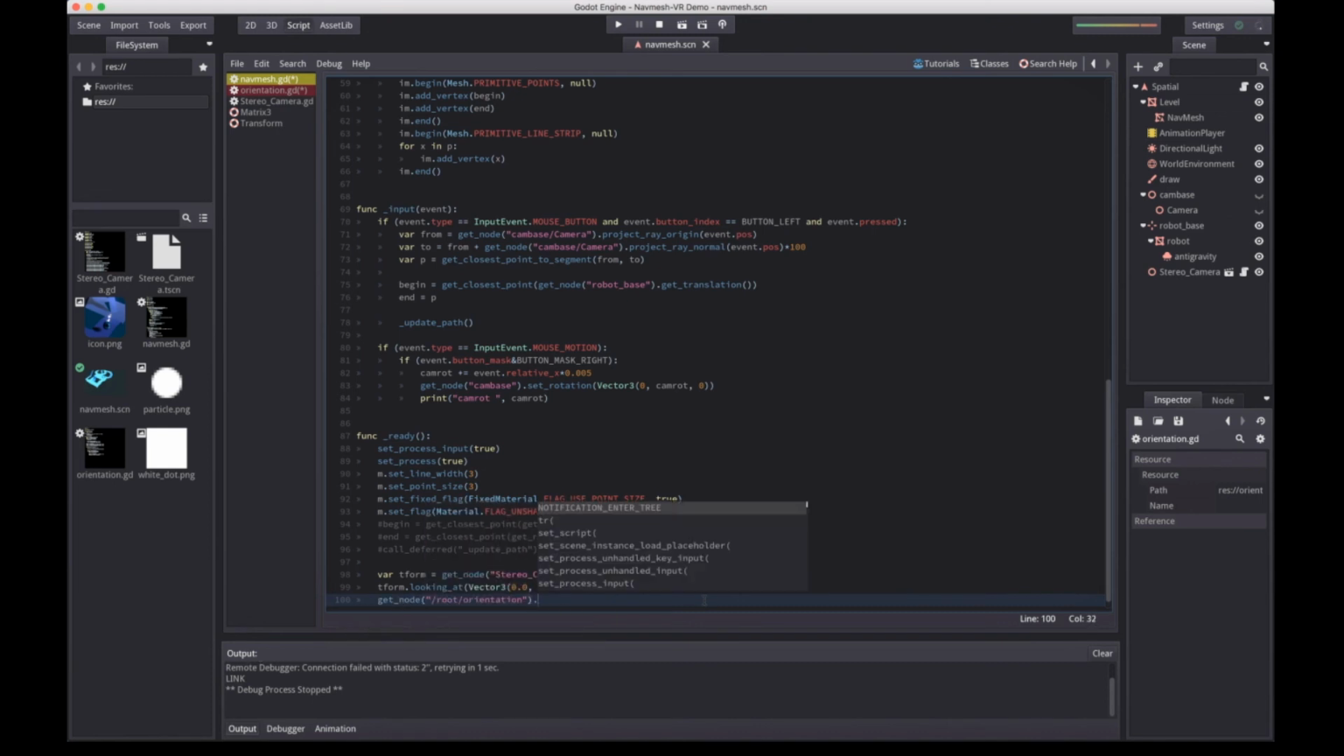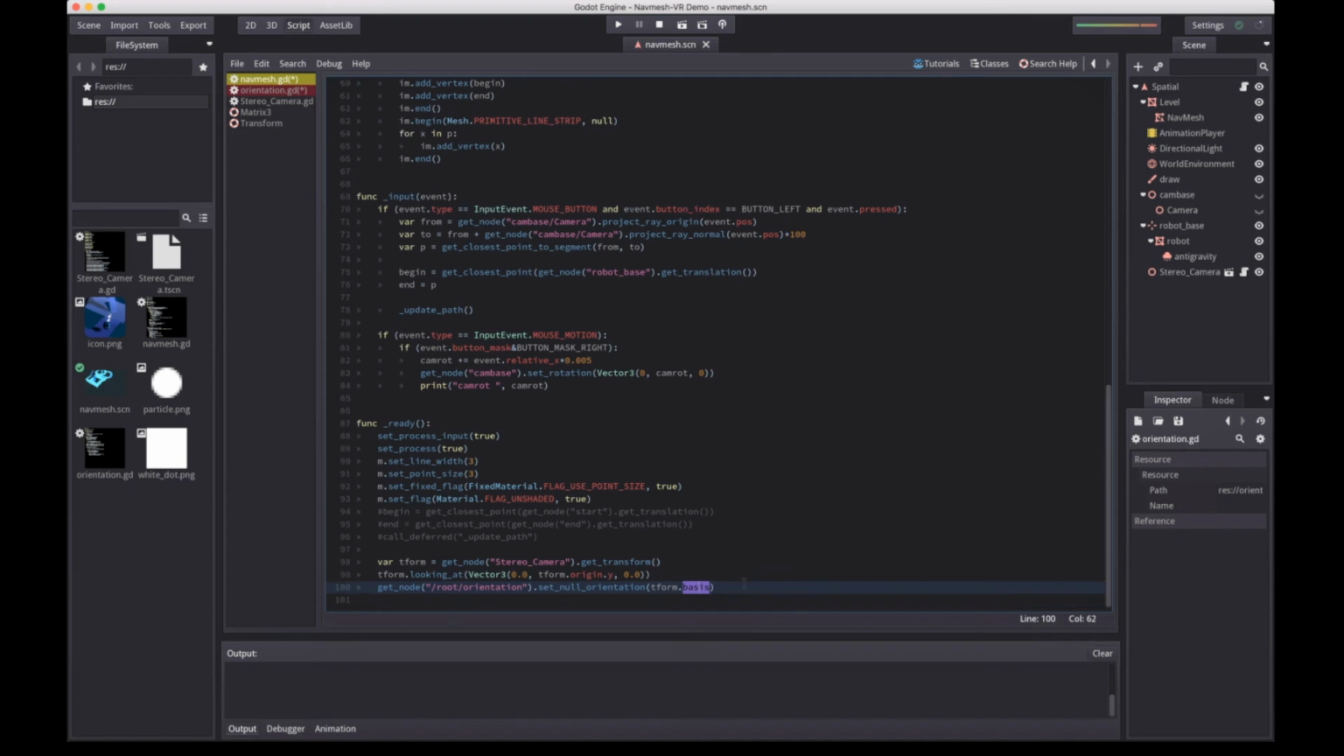And now it is simply a question of telling our logic what our new rotation is. Now note that I'm only sending the rotation matrix. I am not interested in the location. I needed that location for our looking at, but for our null orientation, we're only interested in our rotation matrix. We're not interested in our actual position in the world.